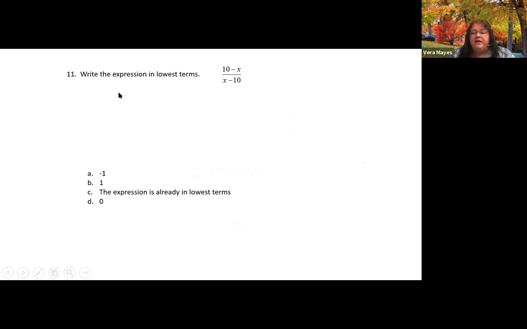All right, the next one says write the expression in lowest terms. It just kind of looks almost the same, doesn't it? 10 minus x, x minus 10. You guys probably talked about in class, anytime it's the same except the signs are exactly different, if I factor a -1 out of the top, -1 from a positive 10 gives me a -10. A negative x divided by -1 gives me a positive x. And if I rewrite that -1 and just switch the order, that's x minus 10.